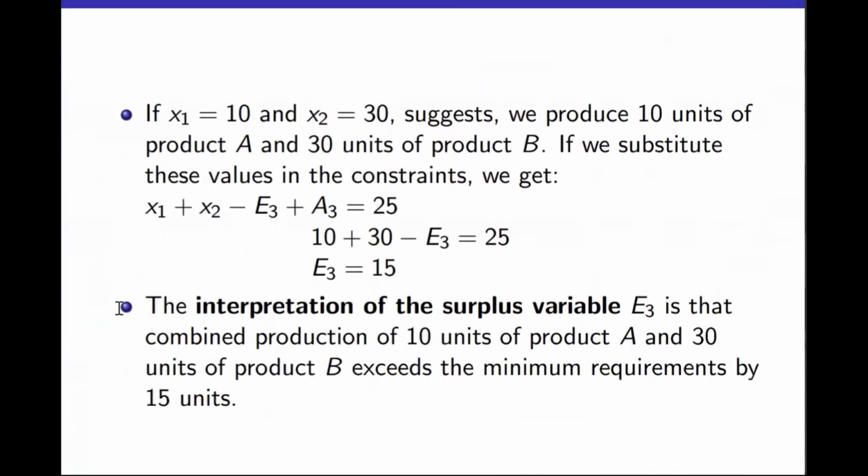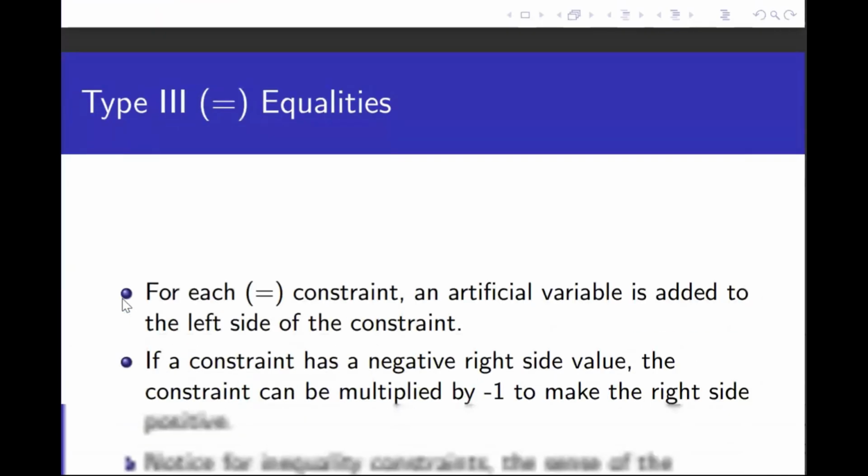So if x1 is equal to 10 and x2 is equal to 30, it suggests we produce 10 units of product A and 30 units of product B. If we substitute, we get that e3 is equal to 15. The interpretation of the surplus variable e3 is that the combined production of 10 units of product A and 30 units of product B exceeds the minimum requirement by 15 units.